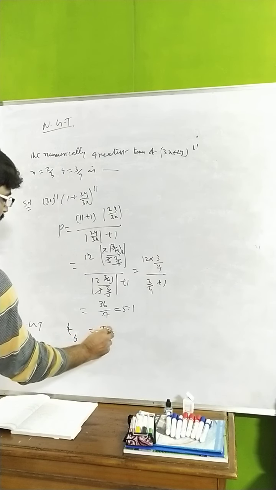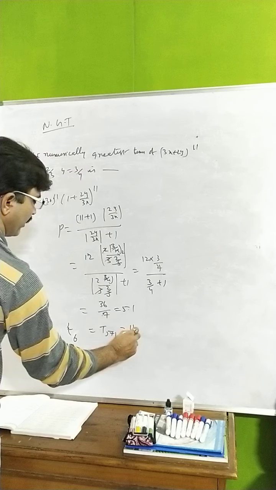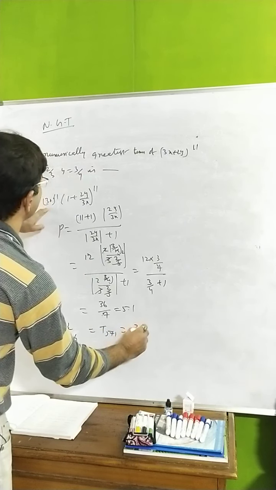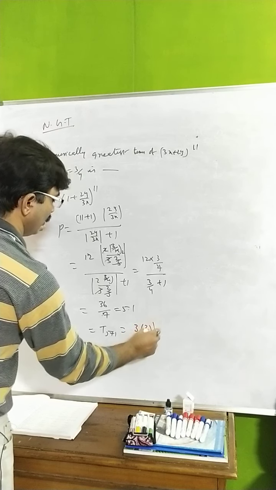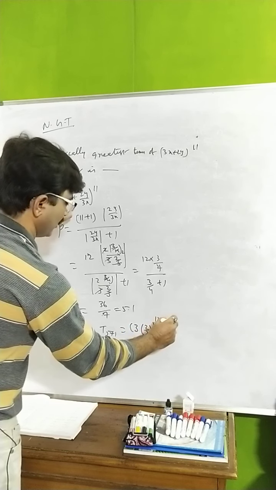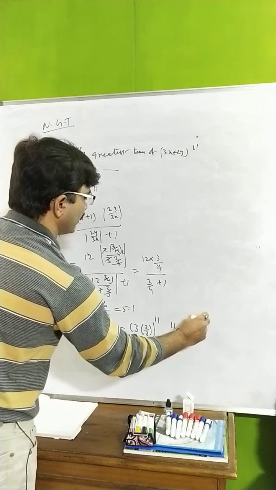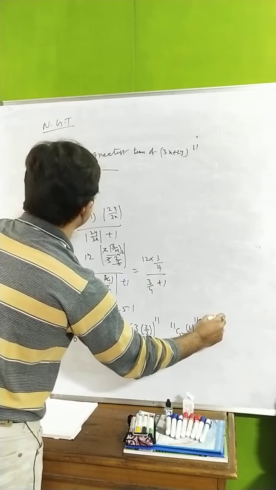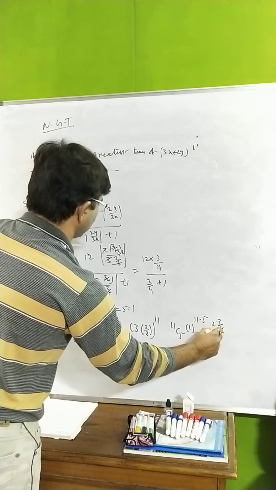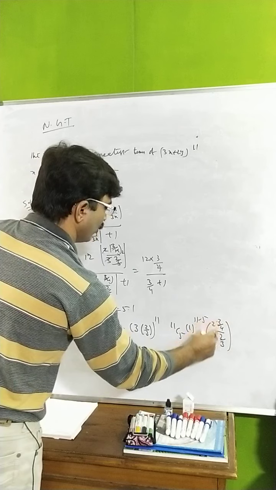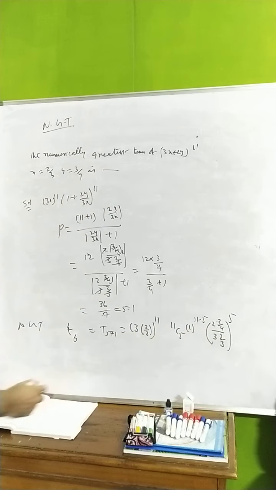T6 means T5 plus 1, you can write that as 11C5. While writing the answer, please remember that you have to substitute the value of 3x also: 2 by 3 whole to the power of 11 is as usual. In this one you write 11C5, 1 to the power of 11 minus 5, and 2y, where y is nothing but 3 by 4, x is nothing but 2 by 3, 2 by 3 whole to the power of 5. You simplify and you will get the result for this.